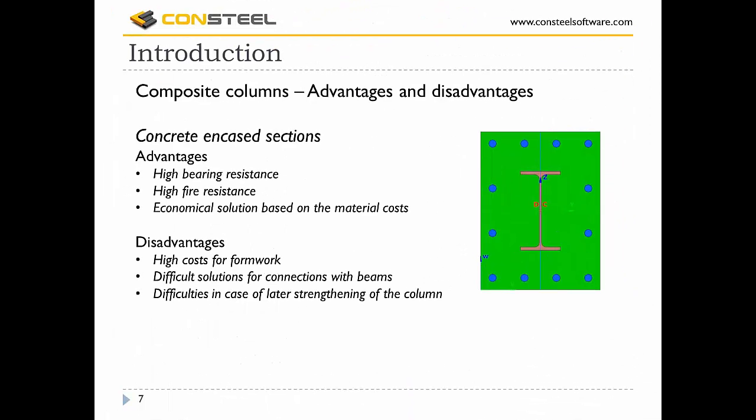Let's see the advantages and the disadvantages of the different composite column types. The first type is the concrete encased section. Advantages of this section are the high bearing resistance, the high fire resistance, and the economical solution based on the material cost. Disadvantages of this kind of cross-section type are the high cost formwork, the difficult solution for connection with beams, and the difficulties in case of later strengthening of the column.